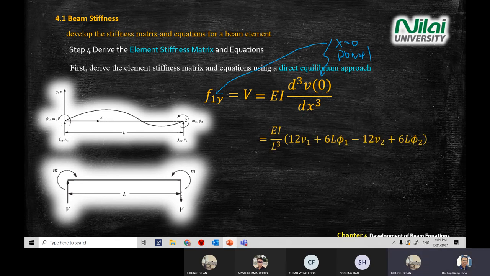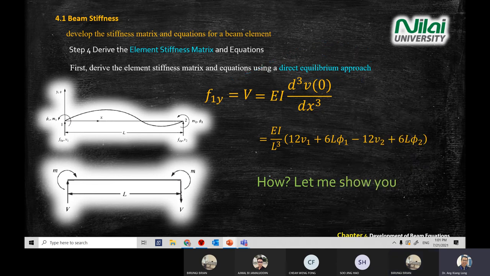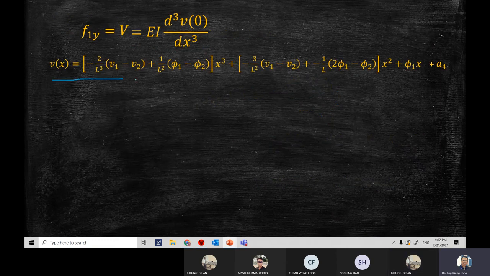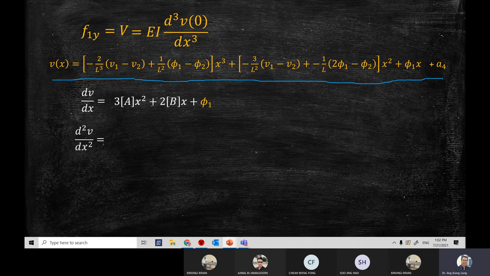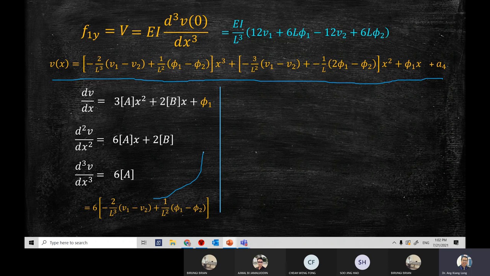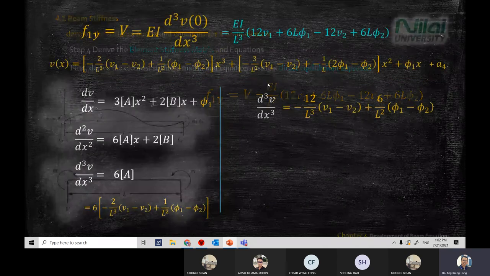Then recall, after you differentiate the V equation that we derived just now, the polynomial equation, and you substitute x equal to zero, you'll get this equation. The derivation is included in the slides, so I trust you are able to understand how to get from this to here. So V equal to V1, you have a lengthy displacement equation from just now. Differentiate one time, you get this. Differentiate two times, you get this. Differentiate three times, you get this. So at the end, you can write this over here, and so on.